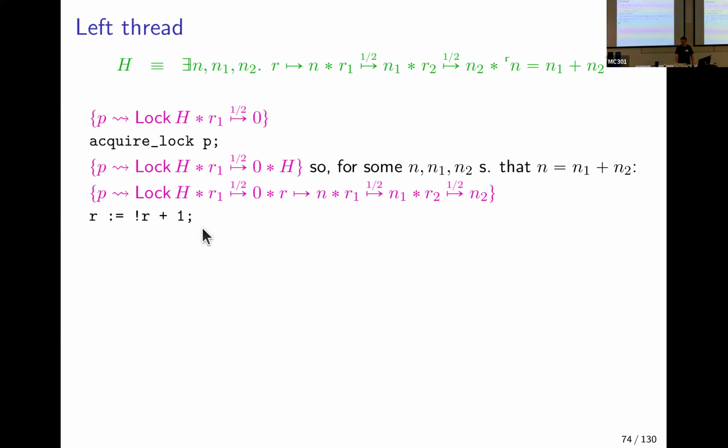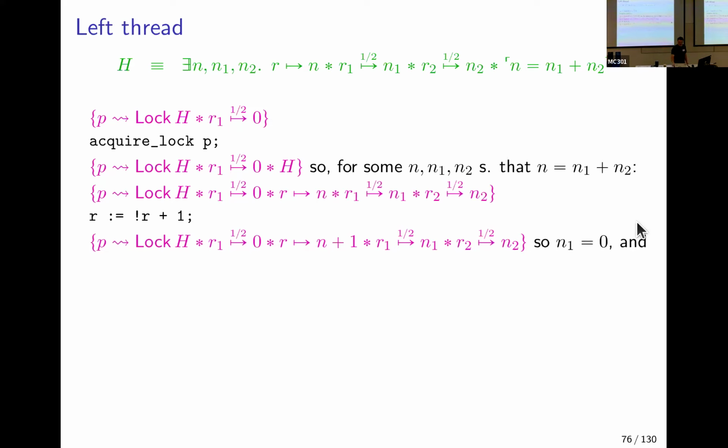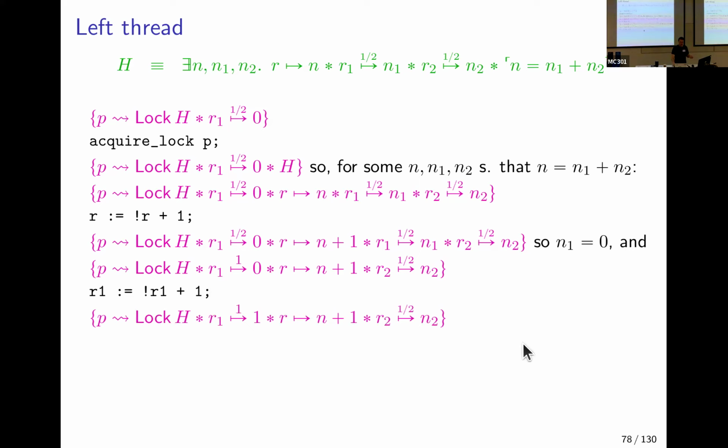In order to do this right, you just need a full permission on R, so that's fine. You can prove that you can go from R points to N to R points to N plus 1. No problem here. However, to do the write on R1, you need to have the full permission on R1. So you need to combine this one with this one. Of course, when you combine them, you get the information that N1 is equal to 0. So you have full permission on R1. You increment it. You get R1 points to 1 with full permission.